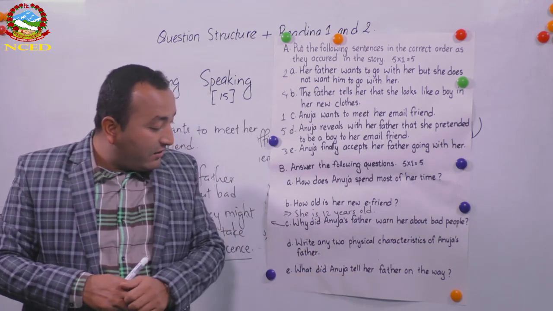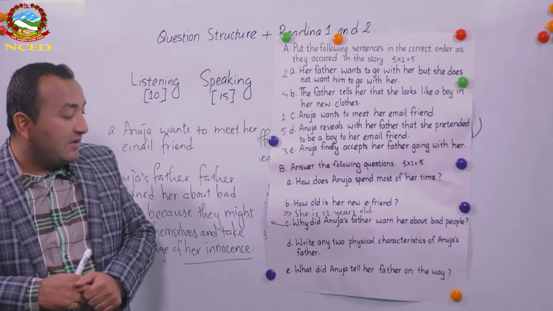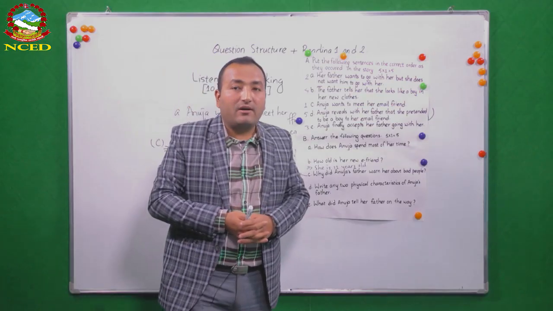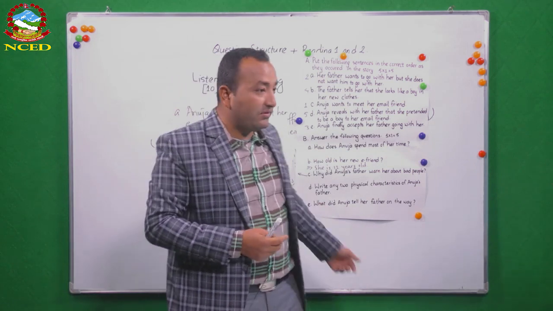What did Anuja tell her father on the way? Means she told about how she pretended to be a boy. So this is your right answer.